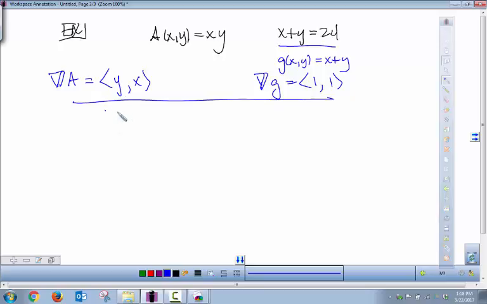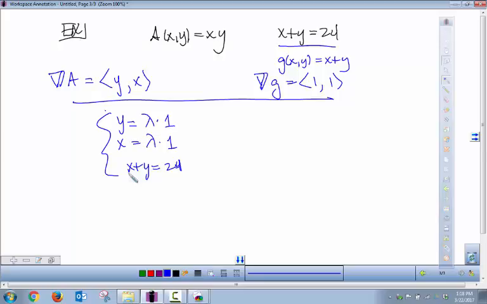Your 3 equations would be y is equal to lambda times 1, x is equal to lambda times 1, and then x plus y is equal to 24. Here are your 3 equations. We're solving for x and y.